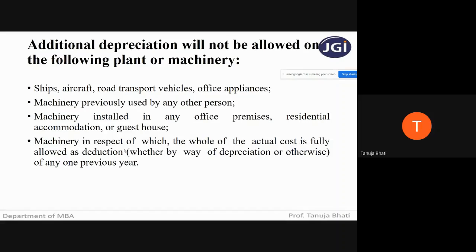So by this, we have completed what is deemed profits, how to maintain the books of accounts, who has to maintain the books of accounts, where the books of accounts have to be maintained, and we have seen what is depreciation under section 32. We have seen additional depreciation under section 32 subsection 1. So by this we have completed a part of module 3.